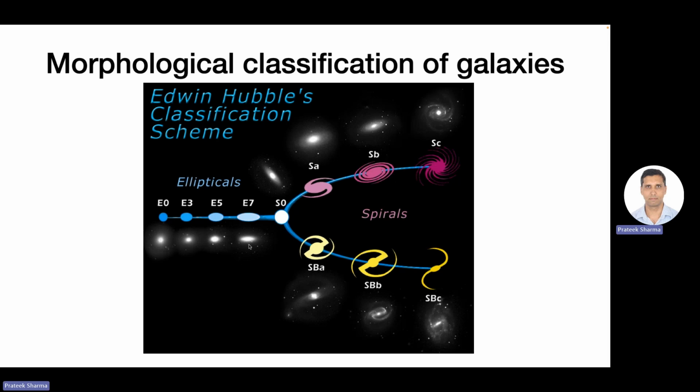So, which galaxies are more common? If you just take a sample of nearby galaxies, which ones do you think are more common, spirals or ellipticals? Spirals are more common. So it's roughly 70% spirals, 30% ellipticals, that their abundance is.